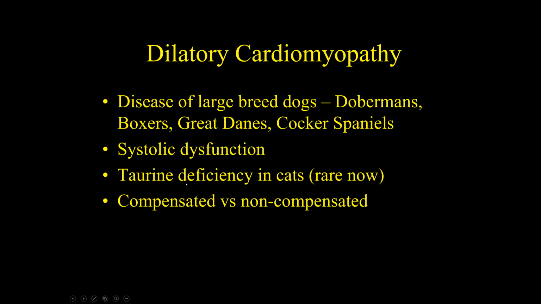It used to be, years ago, it was associated with a vitamin or an amino acid deficiency in cats, taurine, but they put that in all the cat diets now, and so you hardly ever see that anymore. So you hardly ever see dilated cardiomyopathy in a cat. And again, when we see dilated cardiomyopathy, we try to describe it: is it compensated or non-compensated?